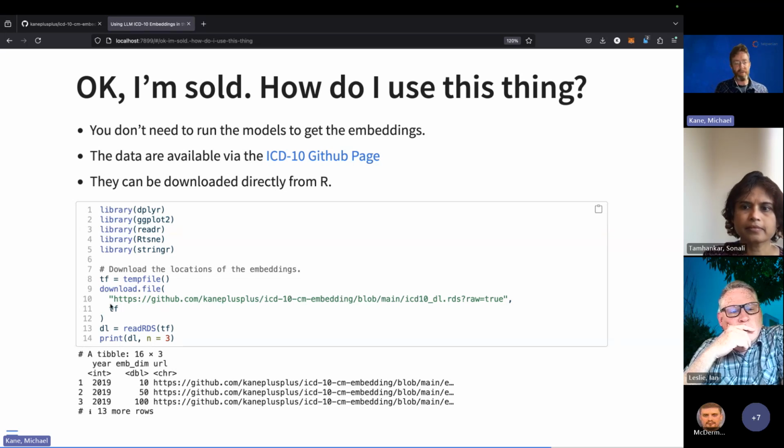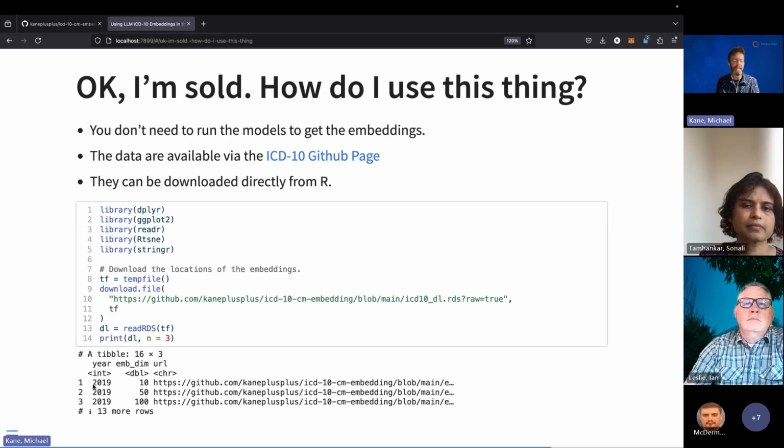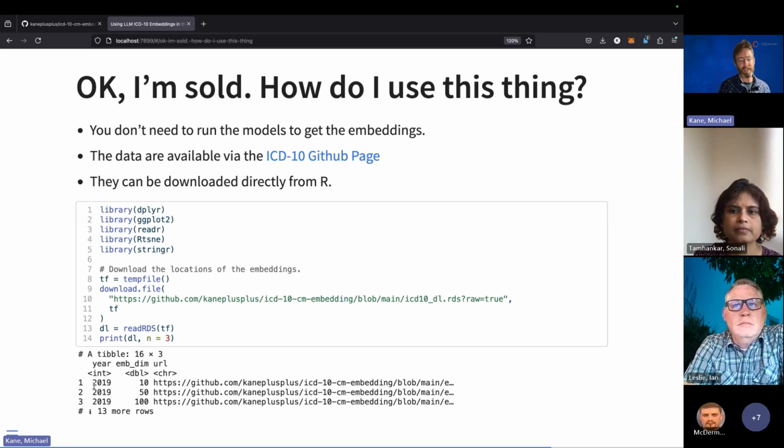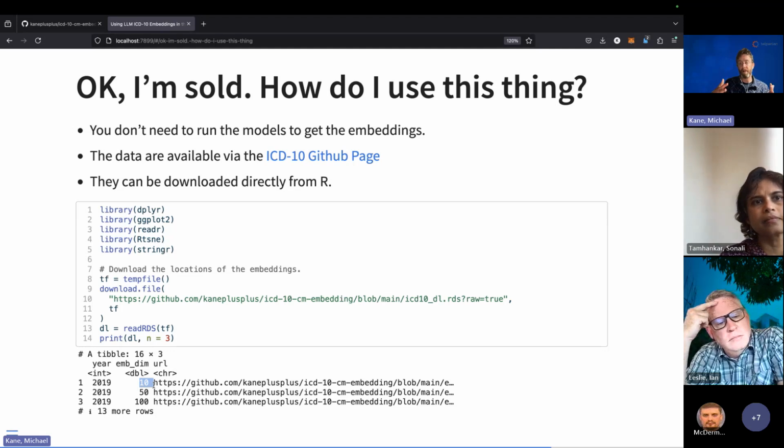So to do that, I'm just going to download this first file that is again available on the GitHub page, and all it is, it's an RDS file, which is the binary representation for R. In this case, it's a data frame. I think we have the CSV files up there if you're more of a Python person. So you can download that. And all that's going to do is give you which year we have the embeddings for, what is the embedding dimension. So again, the smaller the embedding dimension, the smaller the data set that you're going to download, and then the URL for it. So this will grab that for you.